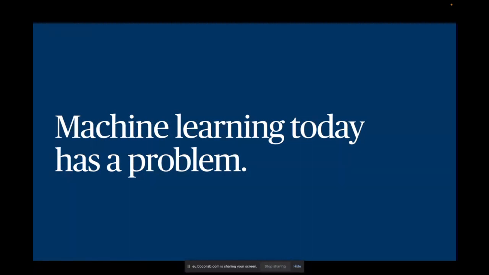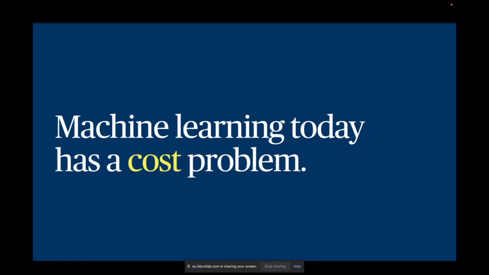Among so many different problems that machine learning faces today, the thing that we are particularly interested in is the cost. From our experience working with so many people in industry and academia, something that really surprised us even in the beginning is that machine learning today has a very serious cost problem.